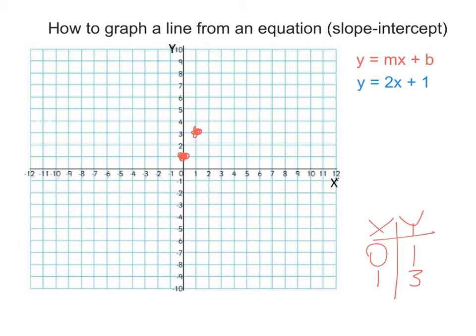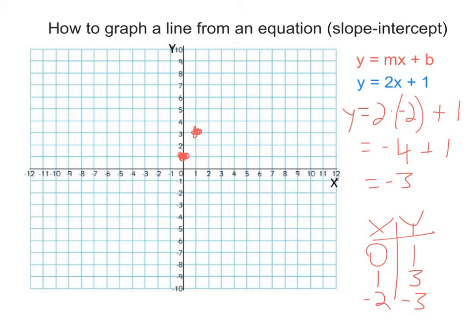Then maybe I'll try plugging in a negative number like negative 2. I'll get y equals 2 times negative 2 for x plus 1. Negative 4 plus 1 equals negative 3. So if I plot these, negative 2 goes left 2 and down 3. And then I take a ruler, and I can graph my line from these points.